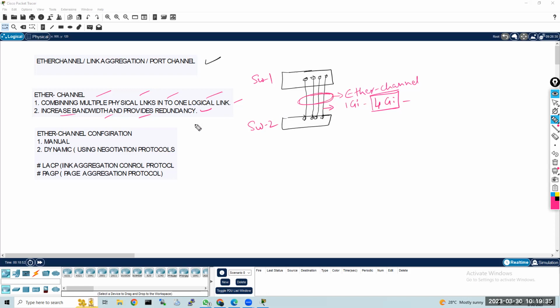Okay, so how can we do the configuration, whether manually or dynamically? We can configure it dynamically or manually. Then the protocol used to configure the Ether channel. Remember guys, Ether channel is also called the port channel.